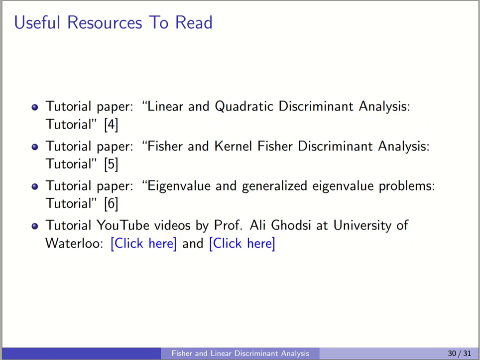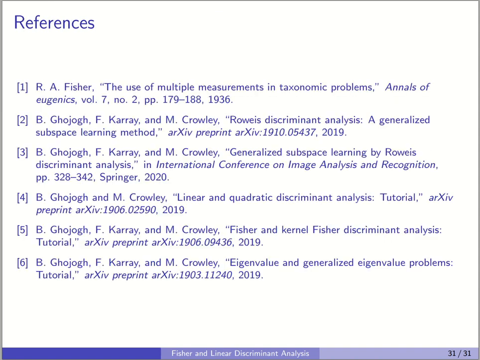These are some useful resources to read. A tutorial paper we have on linear and quadratic discriminant analysis, a tutorial paper on Fisher and kernel Fisher discriminant analysis, a tutorial paper on eigenvalue and generalized eigenvalue problems, and some very good YouTube videos by Professor Ali Ghodsi at University of Waterloo. These are the references. This is the original paper by Fisher, which proposed FDA. Also, it proposed the iris dataset in 1936.